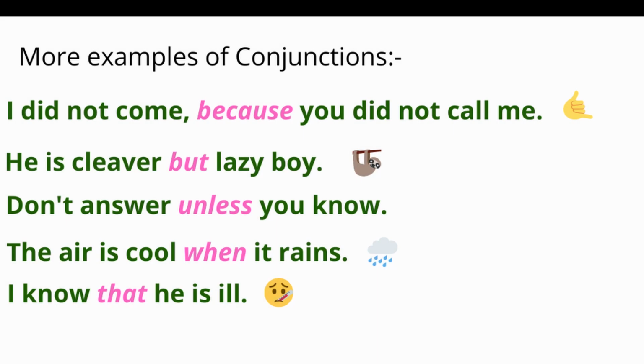Here are more examples of conjunctions. I did not come because you did not call me. He is clever but lazy boy. Don't answer unless you know. The air is cold when it rains. I know that he is ill. The conjunctions here in these lines are because, but, unless, when, and that.